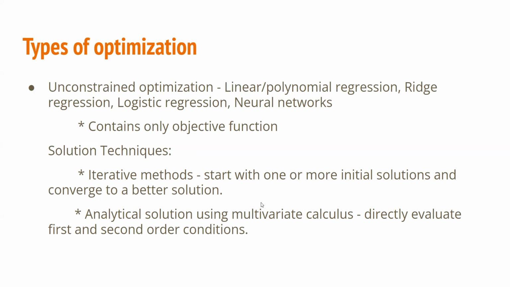And what is an analytical solution? It is nothing but we directly evaluate the first and second order conditions, and then find the optimal value of the parameters. I mean, we will not perform the steps again and again. We try to evaluate it in one go.